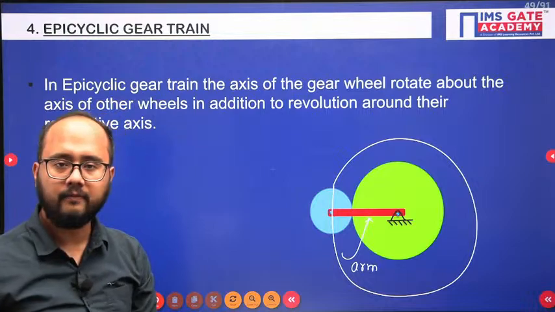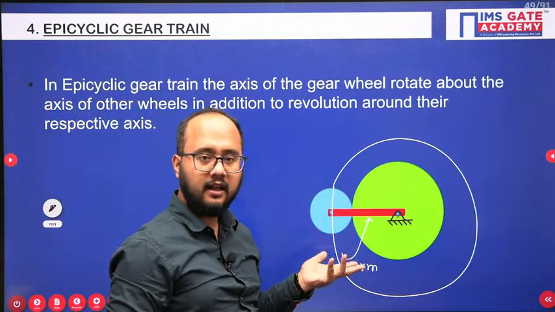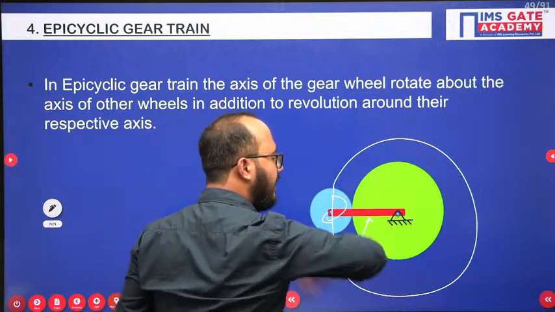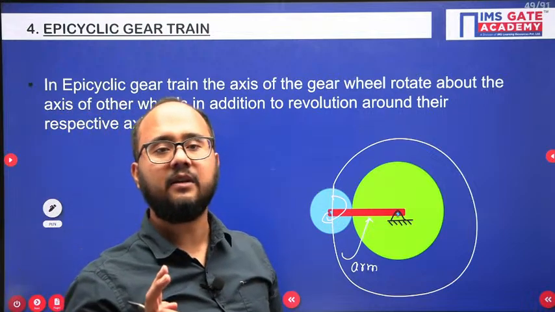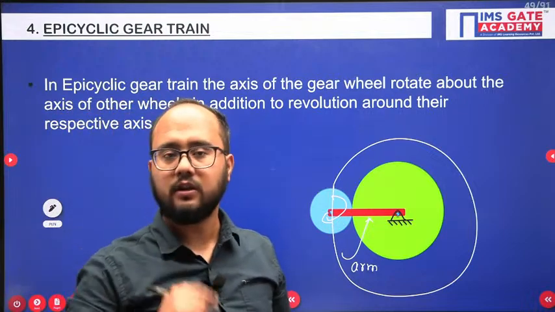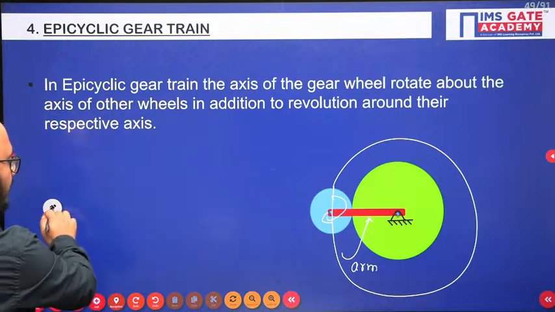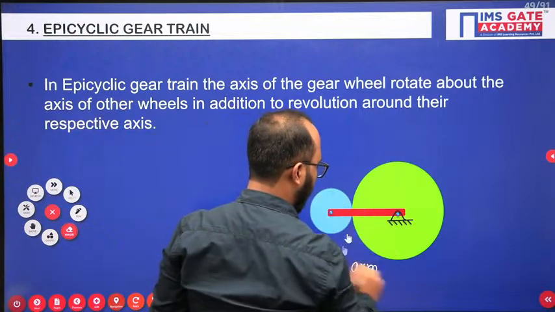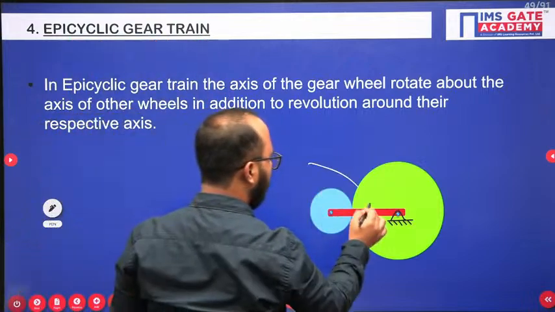Yes or no? This blue gear can rotate like this. Apart from rotating on its own axis, it can rotate like this. So more than 2 rotations are possible here. That is the main differentiating factor in the epicyclic gear train. I hope you've understood this point. This is only possible because of the arm.